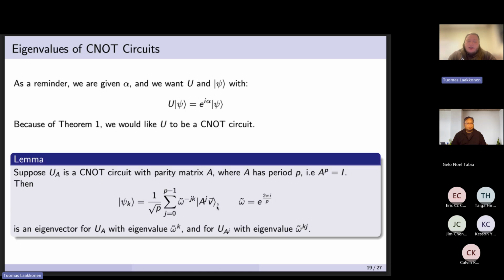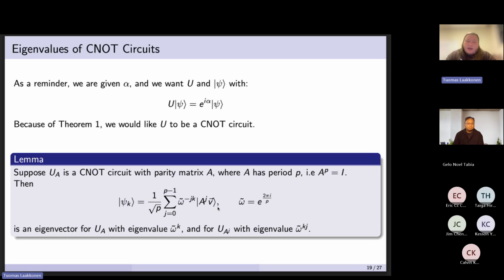And these are like a sum over powers of A applied to some vector V. V you can also calculate. I haven't given a definition here, but it's pretty easy to do. It's certainly something you can calculate classically.